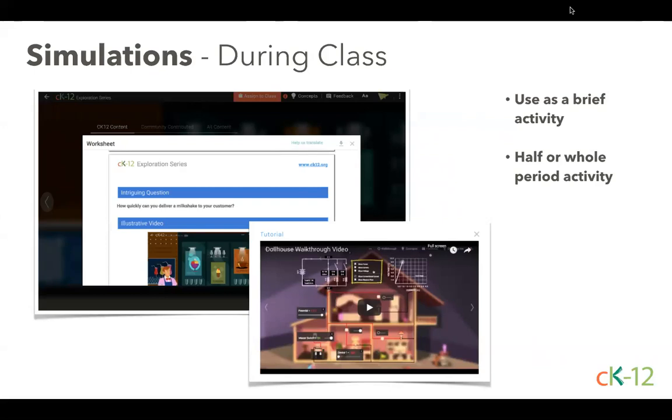So using simulations during class, there's a couple ways. You can come in and use it as a brief activity. You don't have to do a lot of in-depth looking at what everything means. You can simply go there, pull out one thing that it teaches, and then move on. But you can also spend half your period or your whole lesson involving the sim. So it's definitely something that you should take a look at, especially if you teach physics, chemistry, any of the middle school content, or if you teach mathematics.